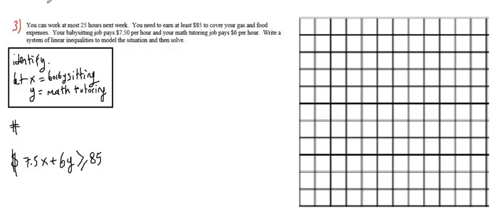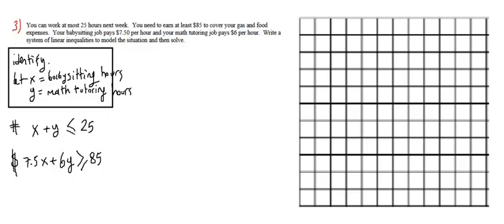And you can work at most 25 hours. That means x plus y, the babysitting hours and math tutoring hours, cannot be exceeding 25. So at most 25, less than or equal to 25. Can be 25, but cannot be 26. Can be less than 25.